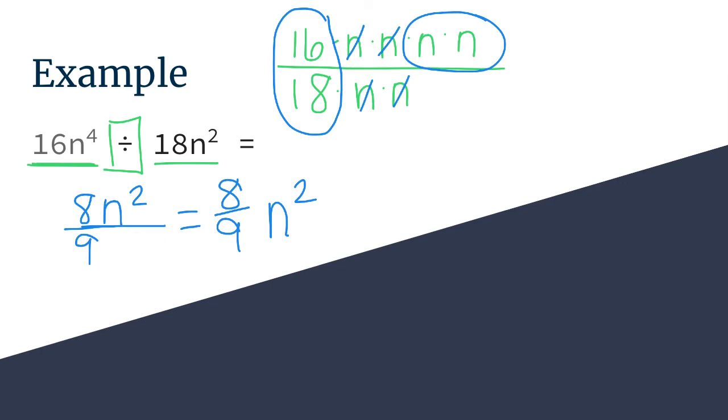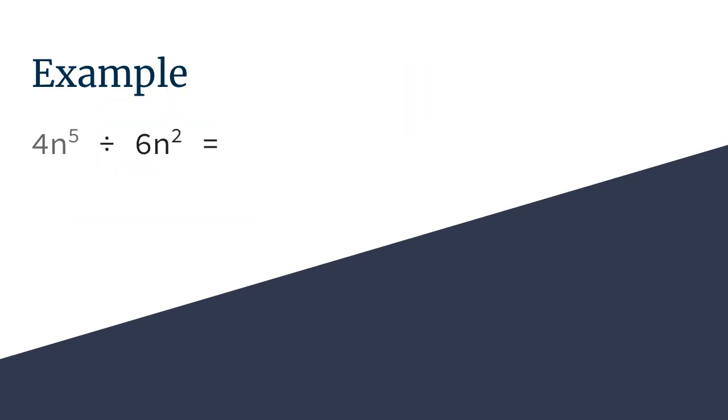So, if you were following the rule, you would have had 16 divided by 18, which in this case came out to be a fraction in simplest form. I kept my n as my base. I subtracted my exponents. 4 minus 2 is 2. Okay, this one is all you. I want you to work this one out, and when you have an answer, I want you to come back.